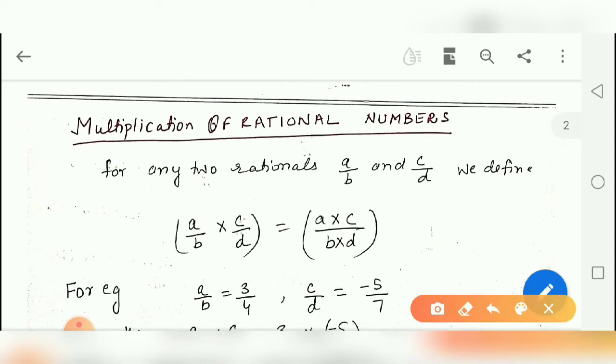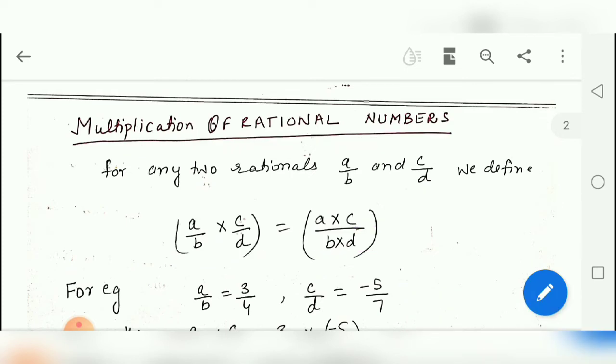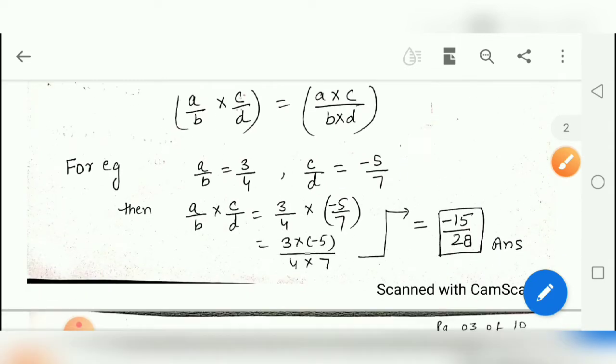Now let us start our next topic, that is multiplication of rational number. Now if we have two rational numbers a upon b and c upon d, and we have to multiply that, what we will do? We will do the multiplication of numerators upon the multiplication of denominators, and we have to remember the rules of multiplication.